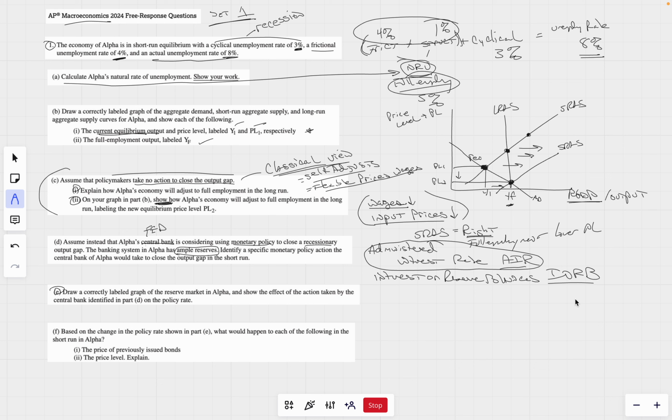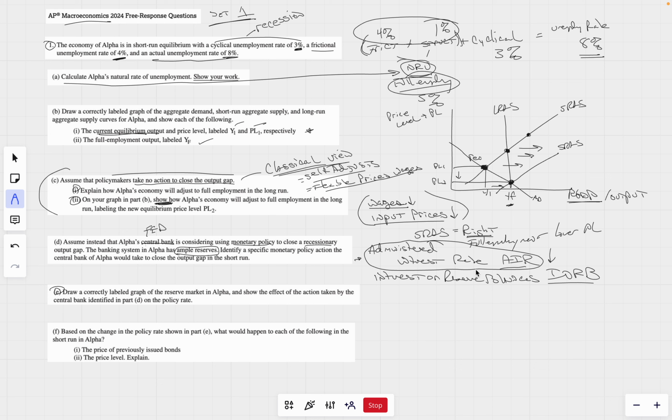I can't say that I've ever seen the discount rate, even though technically it is one of those things the Fed could use to lower interest rates. And it is used in the real world. But this would be my go-to thing if I only had to put my hand on one. This would be what I do. AIR needs to go down. The AIR needs to fall.